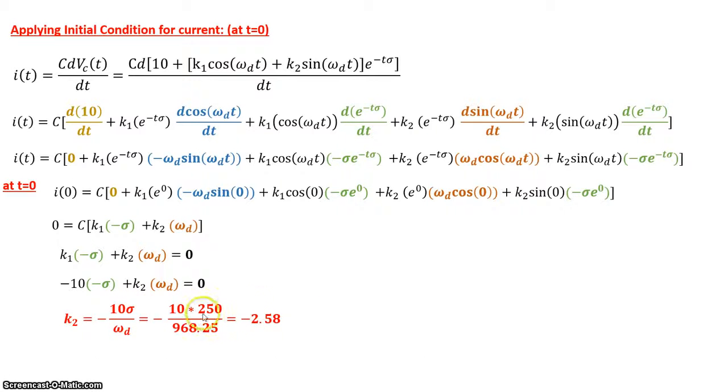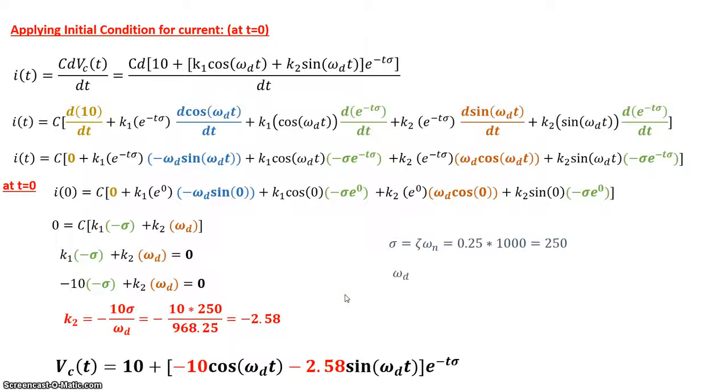Now sigma and omega_d come out to be 250 and 968.25, and that's calculated by sigma is zeta omega_n. Omega_d is omega_n square root of 1 minus zeta squared, and that is 968.25. So that's where we get 10 times 250 over 968.25, and that leads us to K2 equals negative 2.58. So our voltage across the capacitor is now 10, that's because of the particular solution, minus 10, that's K1, cosine omega_d t, minus 2.58 sine omega_d t, e to the power minus sigma t. So if we plug in the values of sigma and omega_d, we've solved the voltage across the capacitor.